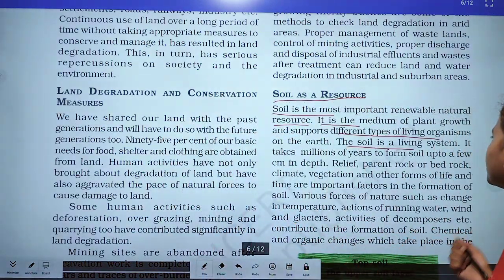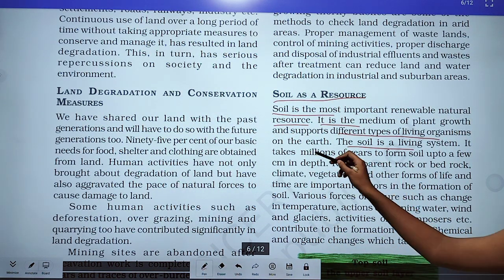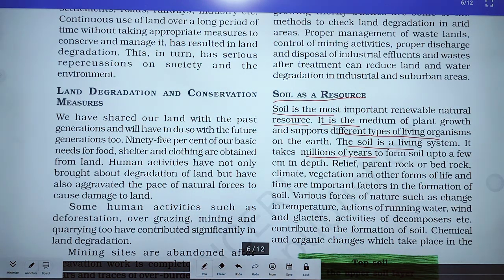The soil is a living system. It takes millions of years to form soil up to a few centimeters in depth.